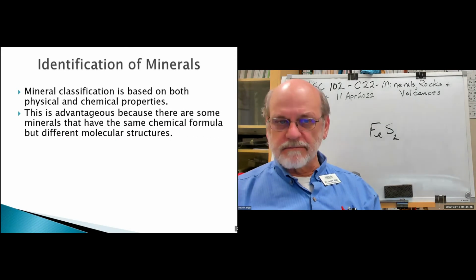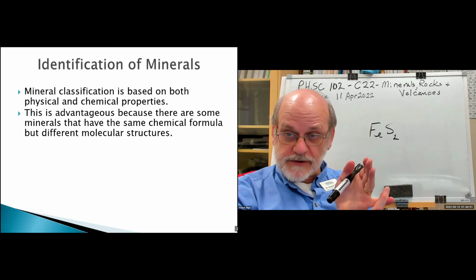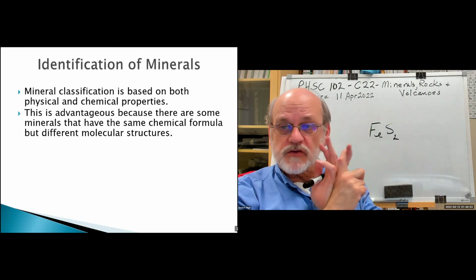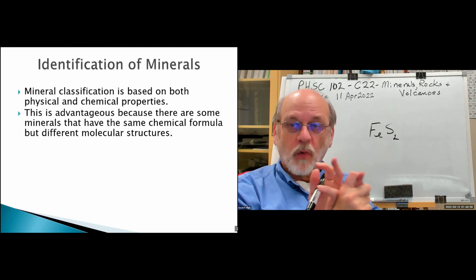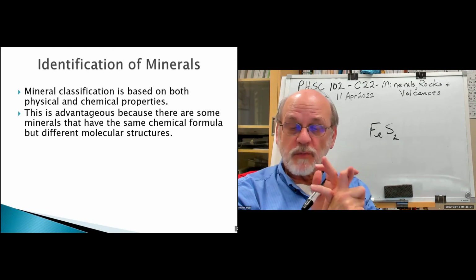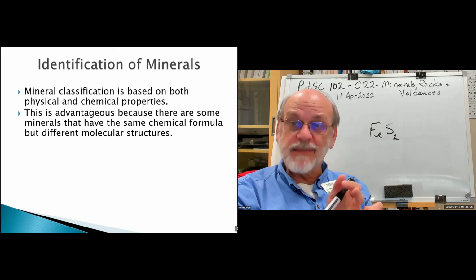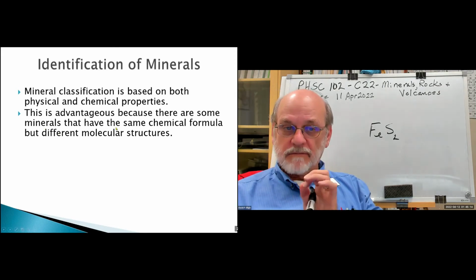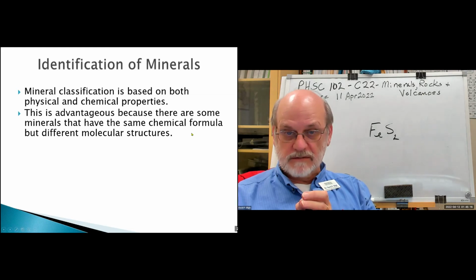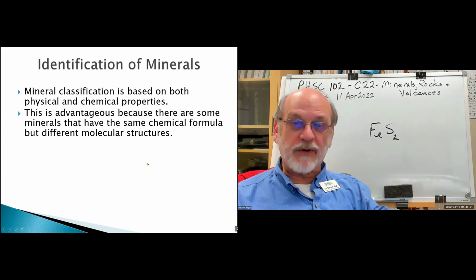Okay, I mentioned earlier that mineral classification is based upon the ratio of the elements and their structure. That's true. How do we get at that? Well, one way we get at structure is physical properties, and the way we get at elemental composition is chemical properties. And this reinforces what I said earlier. Many minerals have the same chemical formulas, but they have different structures, which gives them different physical properties.